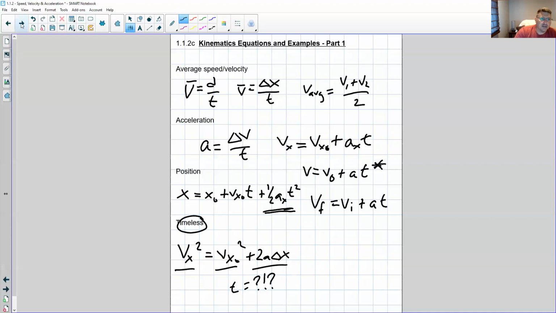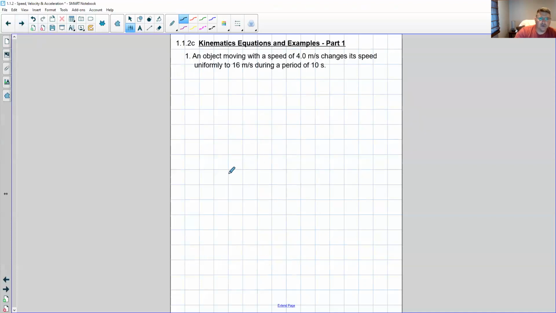Okay, so let's look at our first example. An object is moving with a speed of 4 meters per second, changes its speed to 16 meters per second over a period of 10 seconds. Notice that we were not given velocity, so we can just make an assumption that this object is going in a certain direction at 4 meters per second. It really doesn't matter what that direction is.